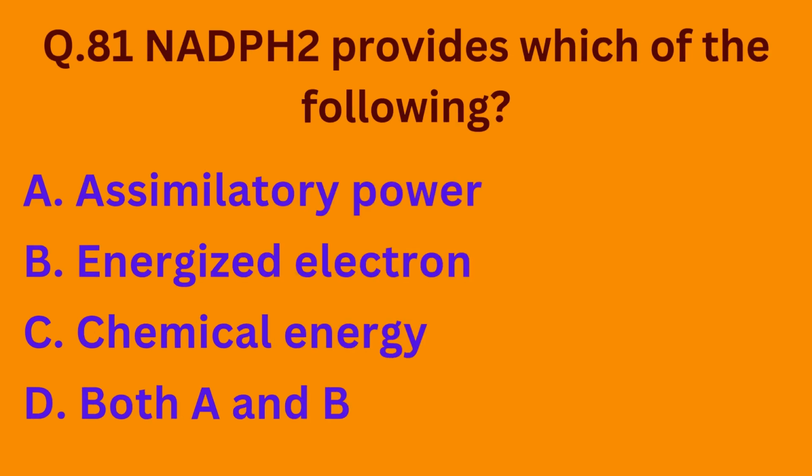Coming to our next question. NADPH2 provides which of the following? Option A, assimilatory power. Option B, energized electron. Option C, chemical energy. Option D, both A and B. So students, NADPH2 provides energized electron. So the correct option is option B.